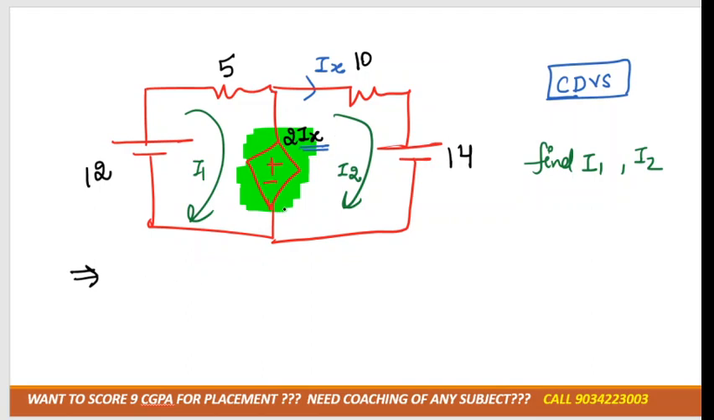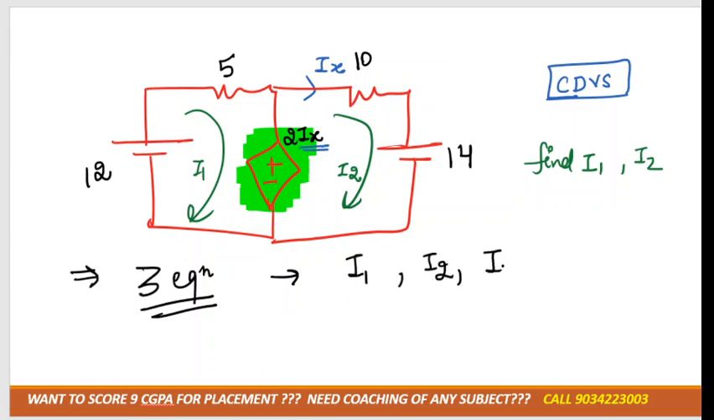But see, we also get one dependent source. So with one dependent source we'll create one extra equation. So in total we have to make three equations to solve it. Because one variable is I1, another variable is I2, and another variable is the dependent source, that is Ix. So we have three variables. Obviously, to solve three variables we have to make three equations, correct? So now how can we solve it?